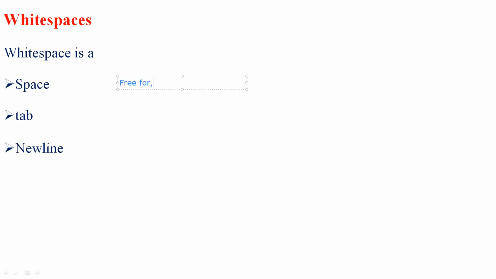So the very first one is white space. White space is a space, or it might be a tab, or it might be a newline. As we know, Java is a free form programming language. So whenever we talk about Java, we know that it's a free form programming language.